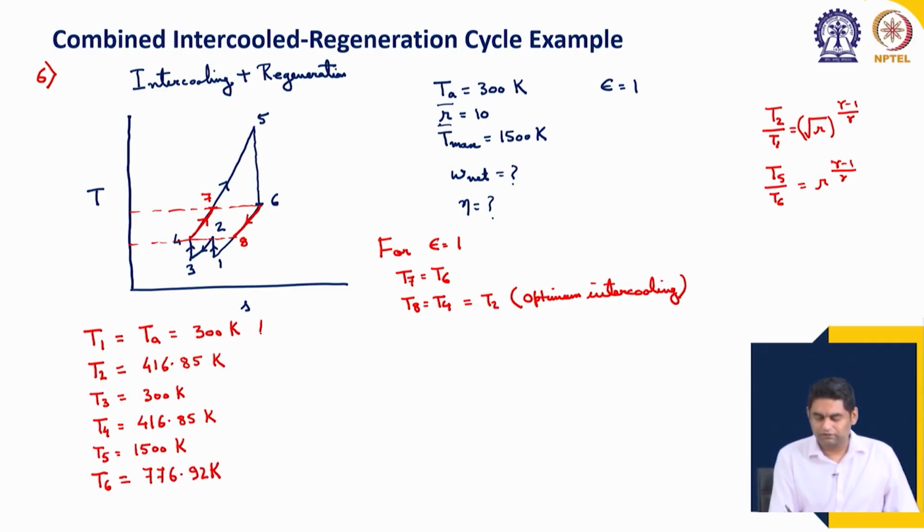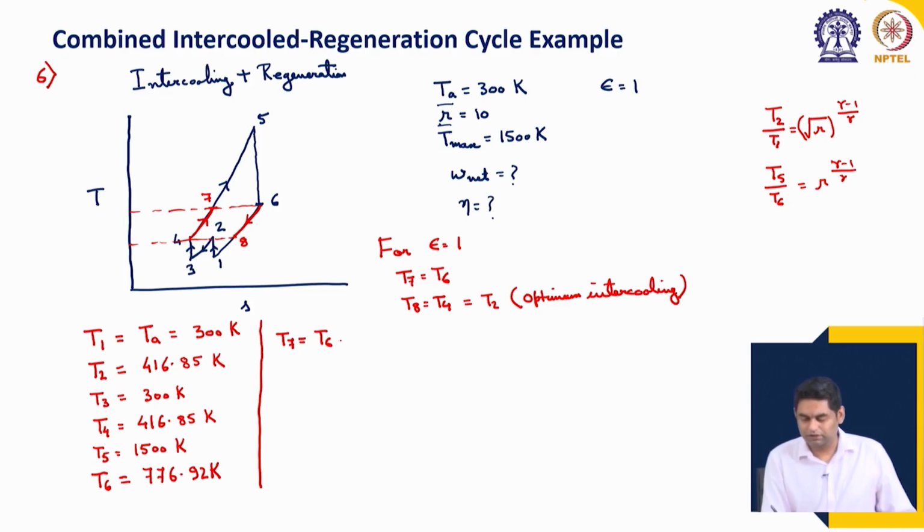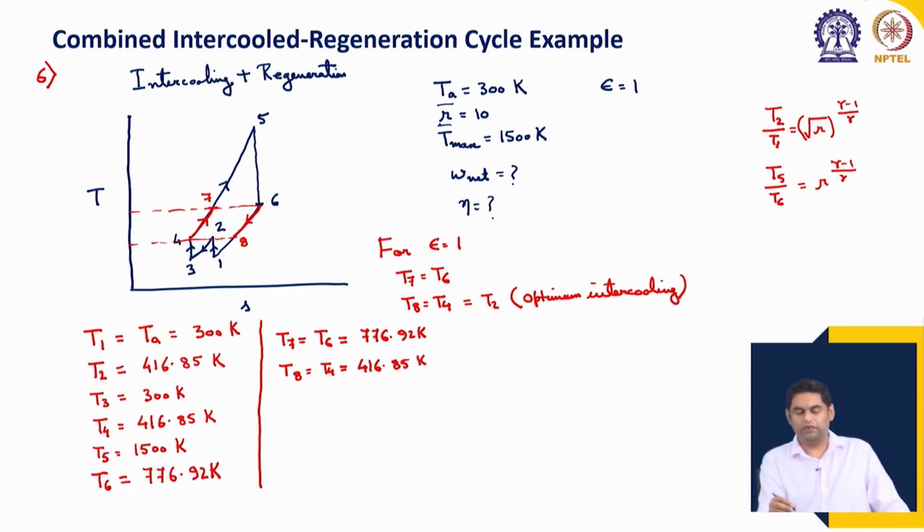T 7, because the regenerator is ideal, is equal to T 6, which we have already stated. So, this is equal to 776.92 Kelvin, and T 8 is equal to T 4 or T 2, which is equal to 416.85 Kelvin. So, now we have the temperature at all the states. There are 8 different states considering all the processes, and we know the temperature at all these 8 states. Now, we can directly use them to find the values of net work output and efficiency.